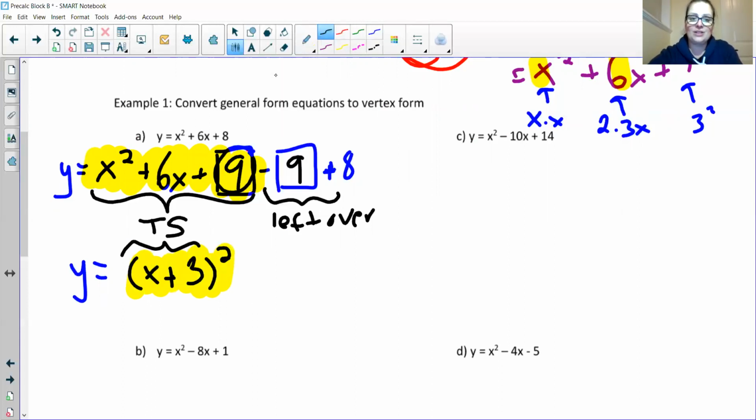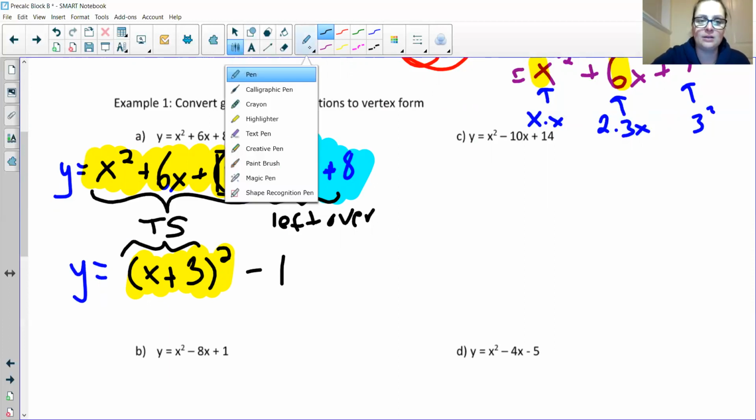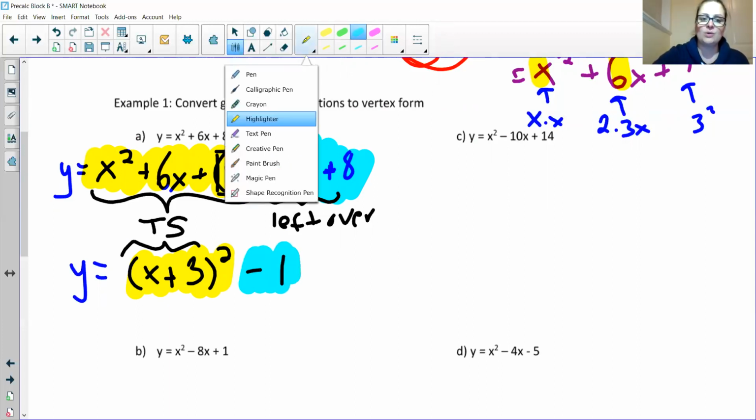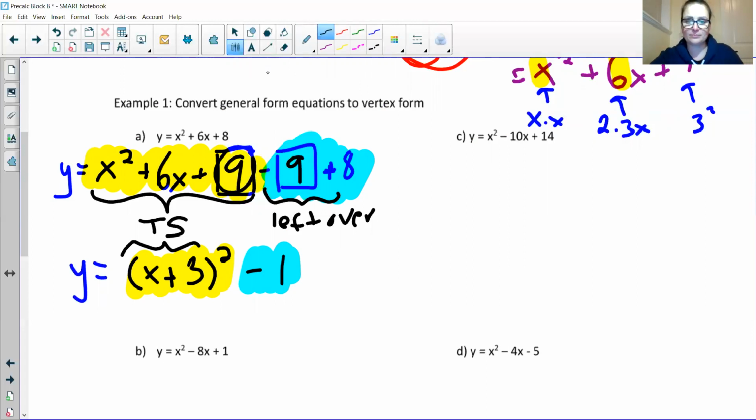And now all we have to do is deal with this leftover bit right here. -9 plus 8 is -1. And what do you see? You see a quadratic written in vertex form. Okay, so I want to pause the video here and you can try that next one. Or you can look at this and then try it again yourself. So we have y equals x squared minus 10x plus 14. So we're going to rewrite this.